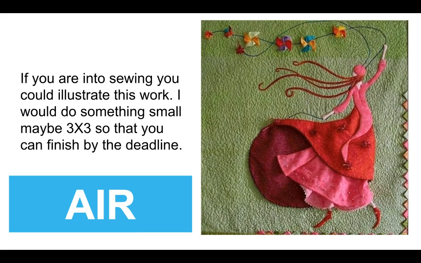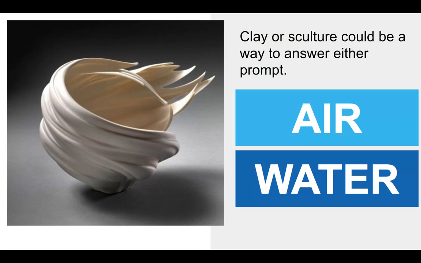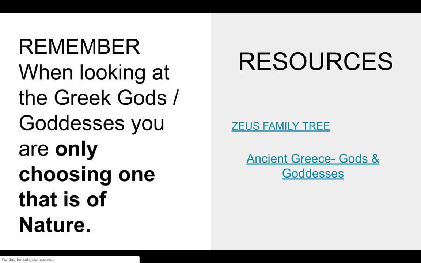If you are thinking I want to do something different, you could do something with sewing. So if this was a god or goddess assignment, you could do something with sewing. I would say that you should do it small, maybe 3 inches by 3 inches, so that you can finish by the deadline, because it is due next Monday. If you want to work with clay or sculpture, you can answer that in kind of whatever form you want. This answers air and water. I was thinking of the movement about it. Then, of course, you'd have to write your artist statement.